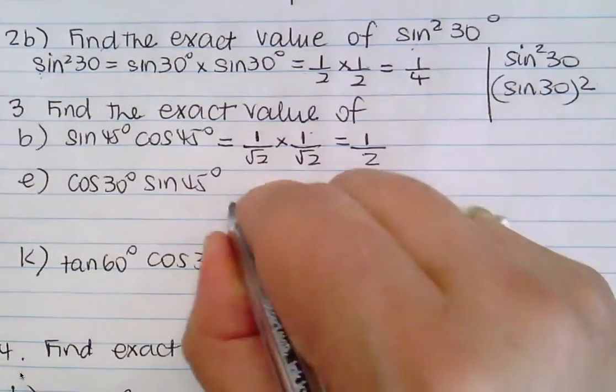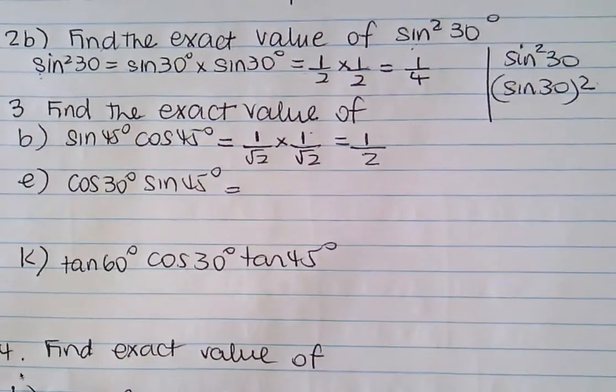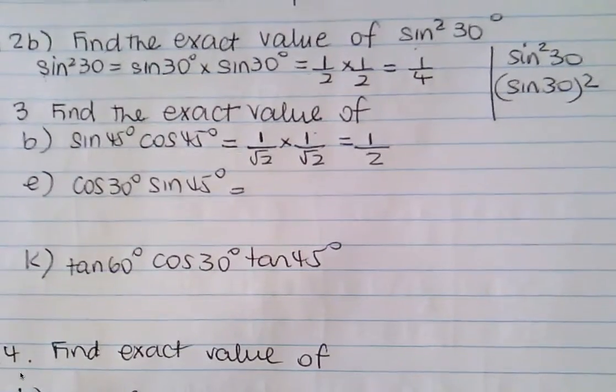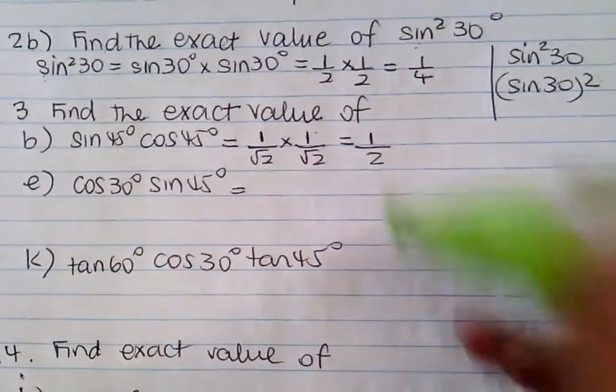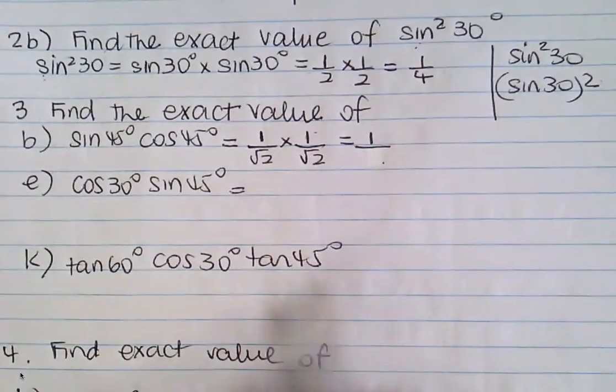All right, the next one. We okay? Cos 30. So girls, look, I will do it. Problem is we haven't done thirds.